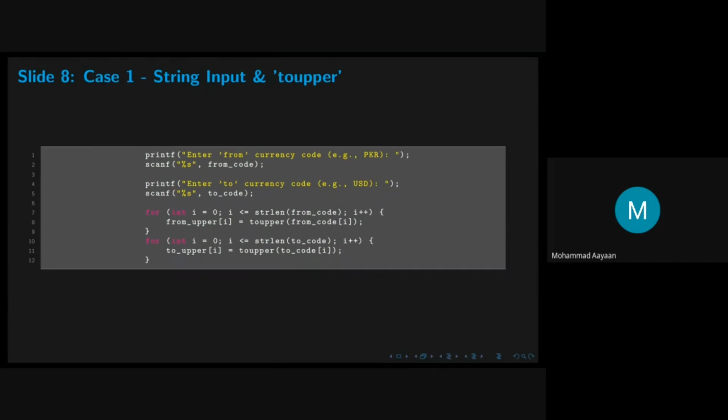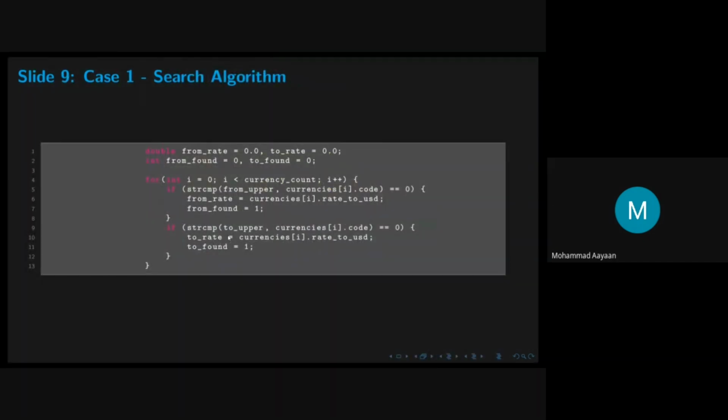Then we have slide 9, which is the search algorithm. Here comes the searching part. We set both rates to 0 and assume we haven't found anything yet. Then we loop through the whole list of currencies. Whenever a match is found using strcmp, we save its rate and mark it as found. By the end of this loop, we will have both rates, the one we are converting from and the one we are converting into. These values will be used for the actual calculation in the next section.